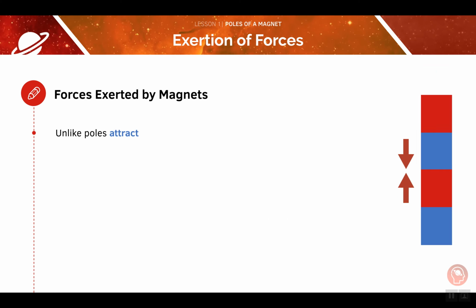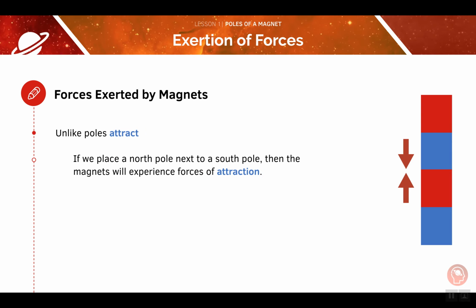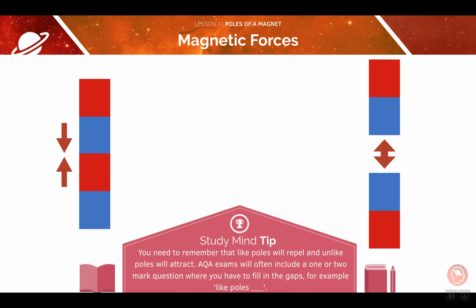You also need to know that unlike poles will attract. If we place a north pole next to a south pole, then the magnets will experience forces of attraction. This means that the magnets will touch and will join together. You need to remember that like poles repel and unlike poles attract, since AQA exams often include 1 or 2 mark questions regarding these statements.